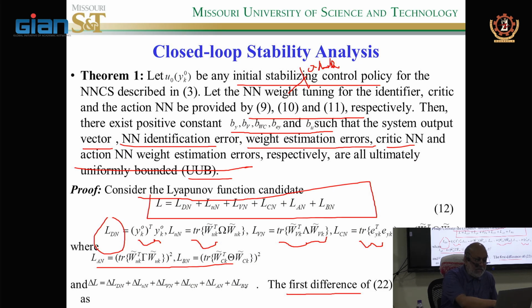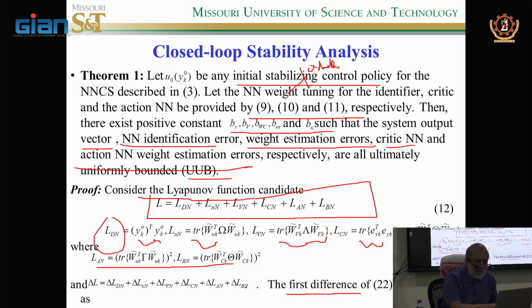So yeah, LDN is basically the error in the output. We just gave it a name. LUN is the weight estimation error of the control. LVN is the weight estimation error of the value function neural network. LCN is basically the error for the, I think this is the identification, my gut feeling is, okay? So you see that this error is the critic weights. So this is basically a combination of those two.